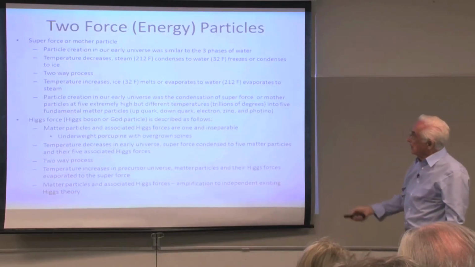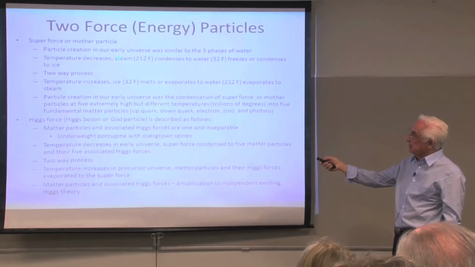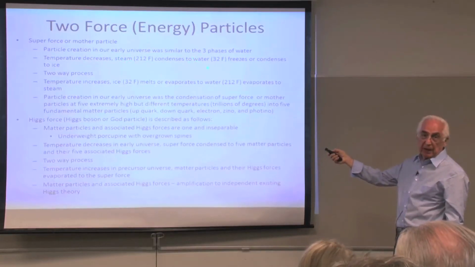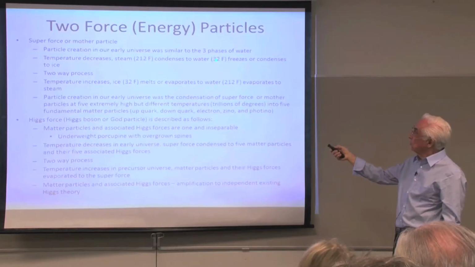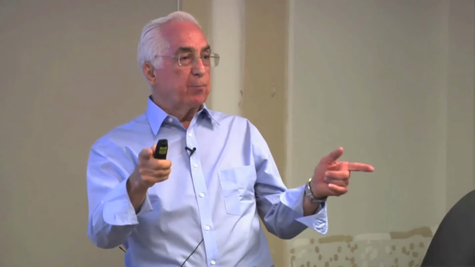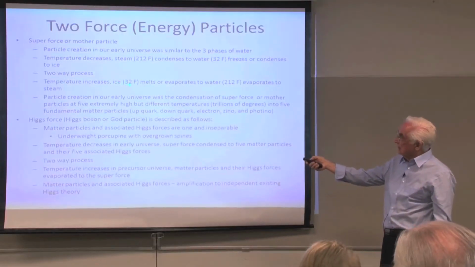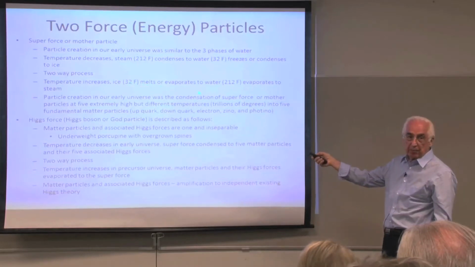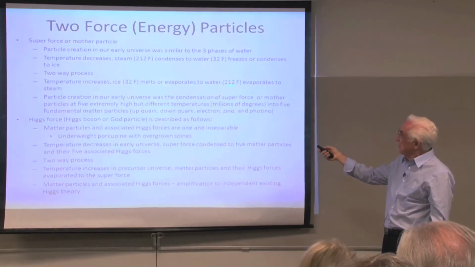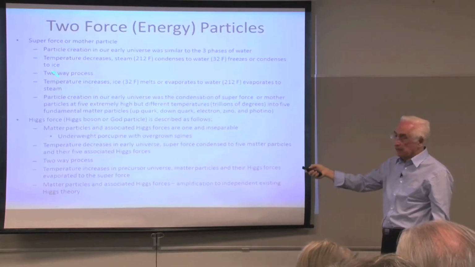For example, if you decrease the temperature, you can condense steam into water, and if you continue to cool it to 32 degrees, you can freeze it or condense it into ice. And this is a 2-way process. If you decrease the temperature, it works. If you increase the temperature, it also works. So if you increase the temperature of ice to 32 degrees, it melts the ice into water. And if you continue to heat it to 212 degrees, it evaporates the water to steam.